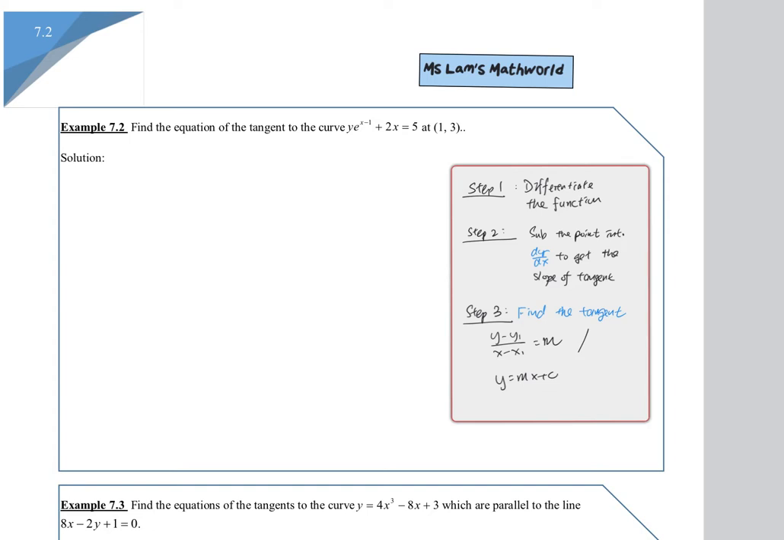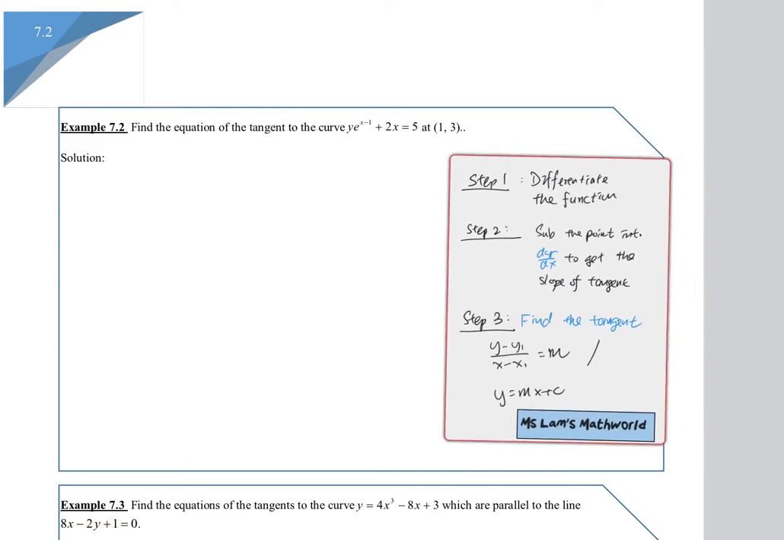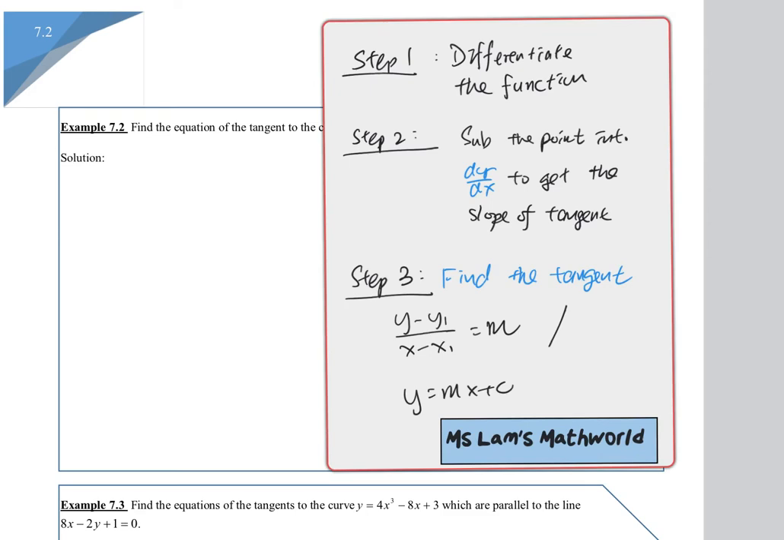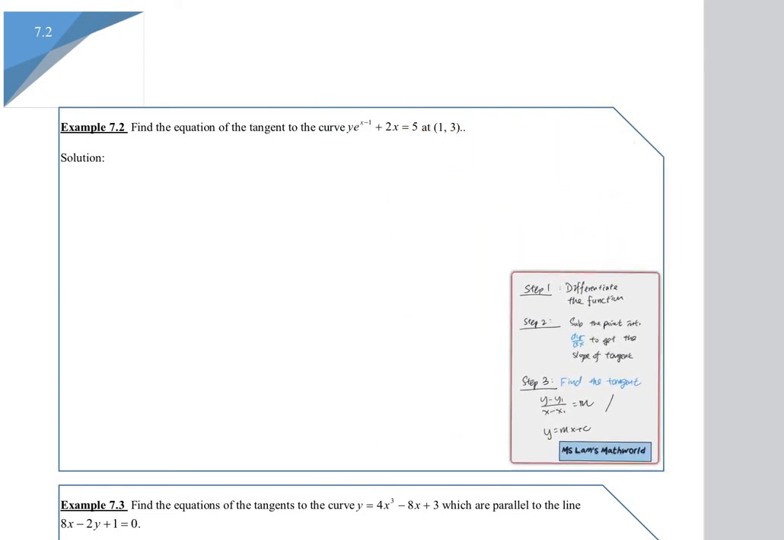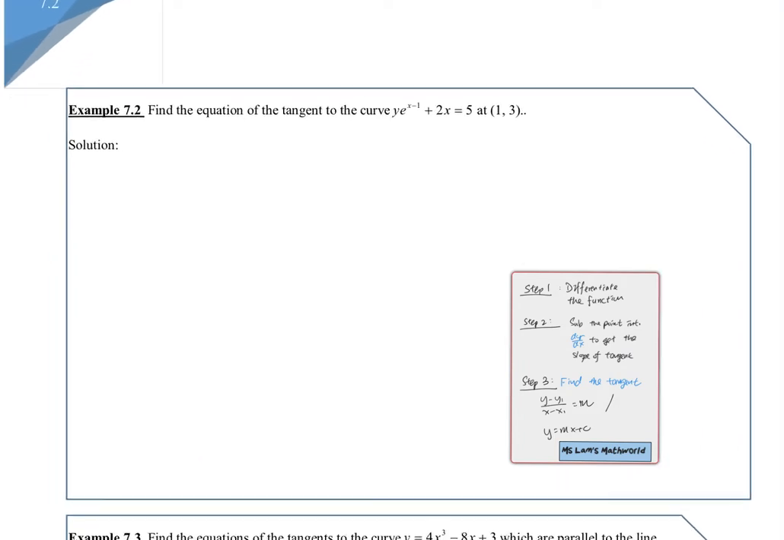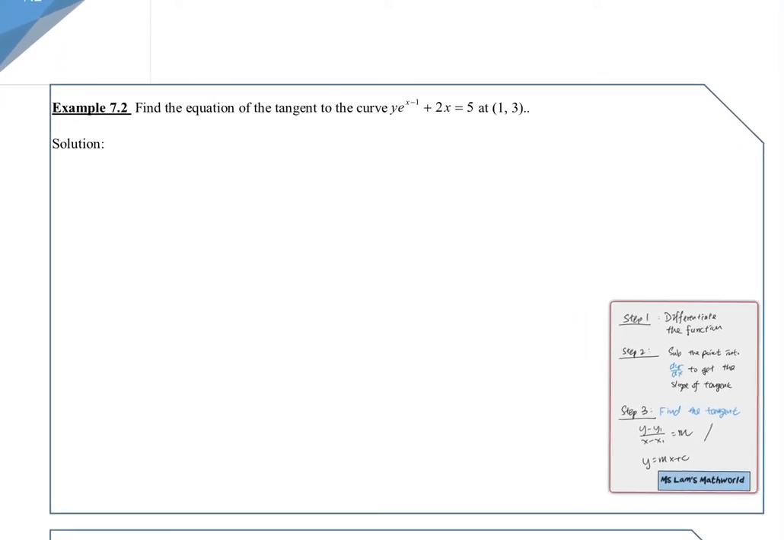Right now, let's continue to find the equations of the tangents at a point by studying example 7.2 and example 7.3. So you may refer to this table if you forget the way to find the equation of tangent. So let's start. In this question, we are asked to find the equation of tangent to the curve at (1, 3).